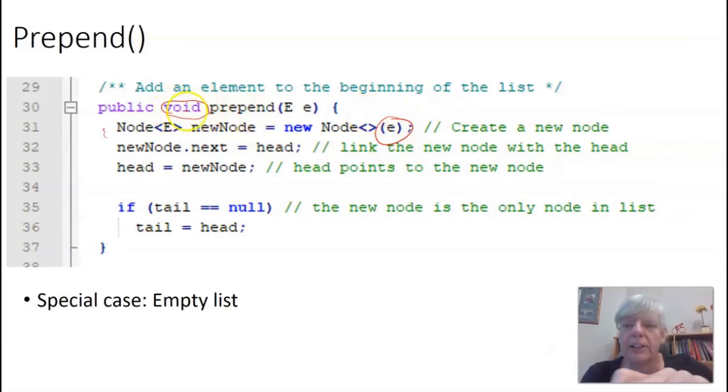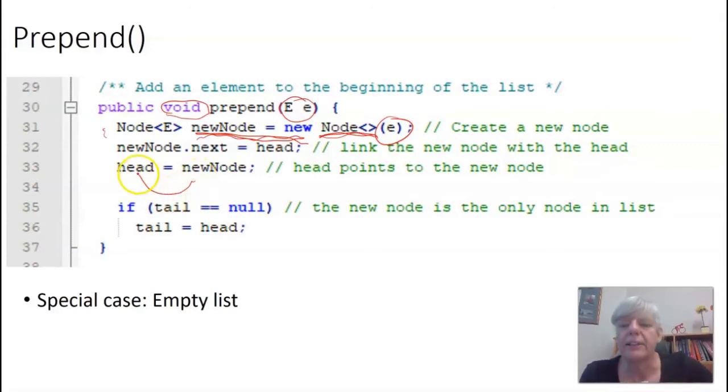prepend returns nothing, but it needs something to do its job. It needs a variable to do its job. Again, that variable is of type E. So it sends that variable as a parameter to the constructor of the node class so that the value is inserted in that node and it returns the address. Yippee, now I know where it is. And what do I do with that information?